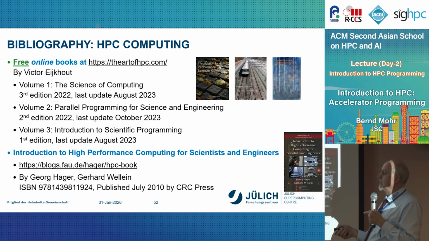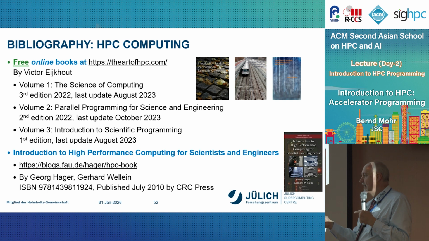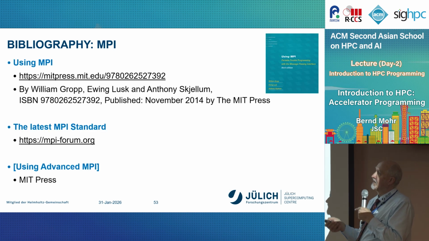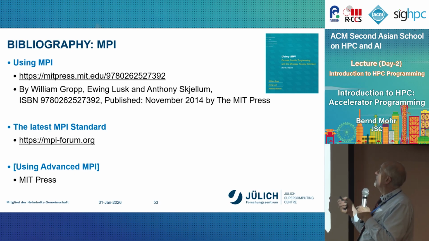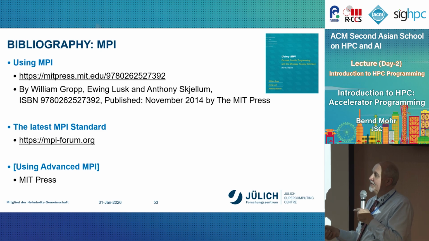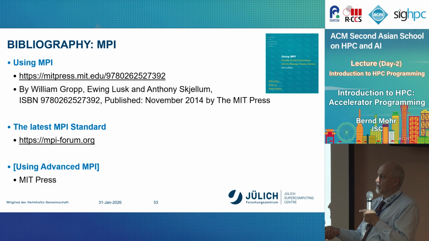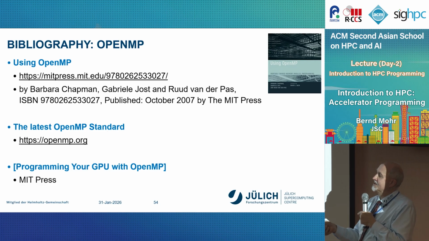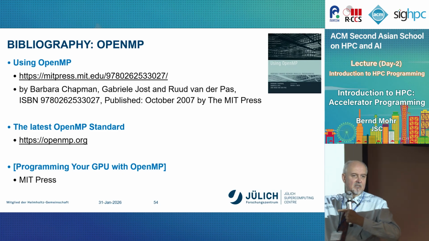You can also buy a book. I recommend that. These are from some good friends from Germany. There are standard books for MPI called Using MPI. You get everything on the standard there, and then there's also a book, Advanced MPI. Same thing for OpenMP. There's a standard book, Using OpenMP, on the OpenMP standard, and then there's another book, Programming Your GPU with OpenMP, which talks about these OpenMP target things.